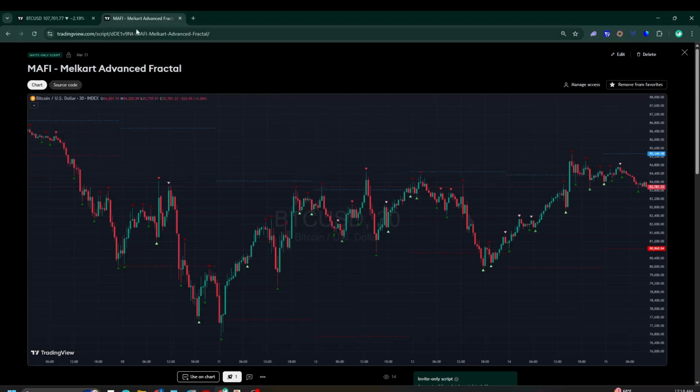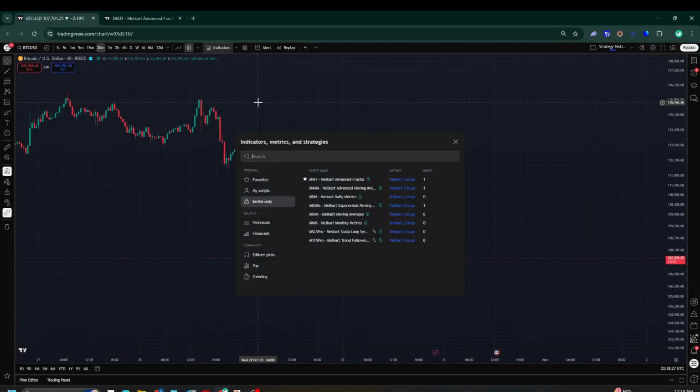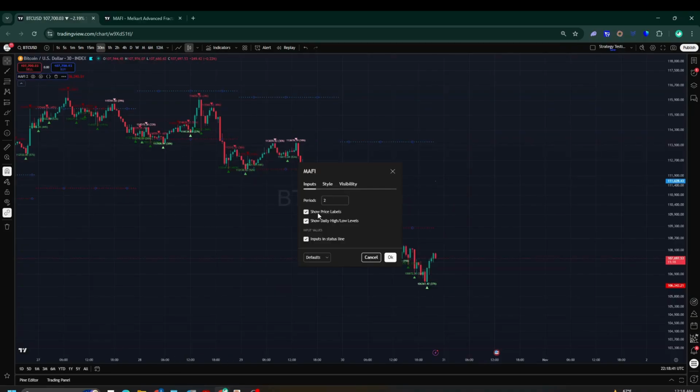Let's dive deep into it so we can draw it. So we were saying, what is a fractal? Let's first add the indicator. You go to indicators, invite only, because all Milcart Group indicators are invite only, locked for the community to have access to. So we'll add it on our chart. I'll just go to the settings and remove these prices.